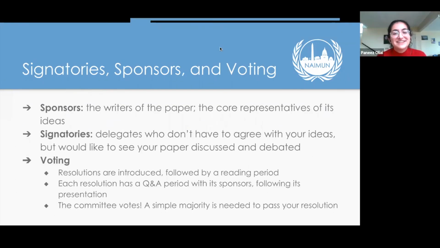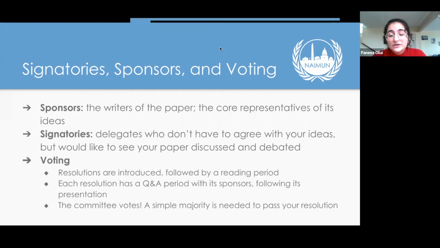And finally, we get to signatories, sponsors, and our basic voting procedure. The idea here is that we have two key terms, sponsors and signatories, and they're actually pretty different. When it comes down to it, sponsors are the writers of the paper. They're the people who've really contributed to the different clauses, and they're the core representatives of its ideas. So make sure that if you're the one who's contributed those ideas, if you've written part of the paper, that you're on that sponsor list.